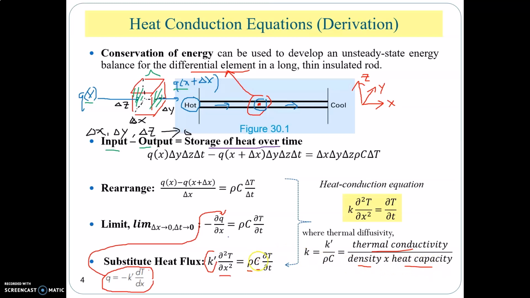So in this case, if we divide it by the rho C, so rho C here can be cancelled, so your K prime over rho C actually is the thermal diffusivity. With that, we succeed to obtain our heat conduction equation, which can be written into this formula.